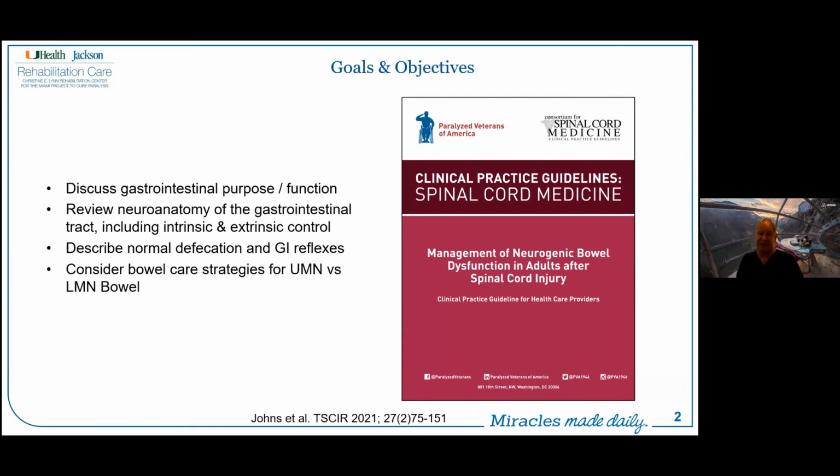We're going to talk through the gastrointestinal tract purpose and function. We will talk through especially the neuroanatomy of the GI tract, including both intrinsic and extrinsic control. We'll talk about normal defecation and GI reflexes because we can utilize those at least with upper motor neuron bowel. And then we're going to talk about bowel care strategies for upper motor neuron versus lower motor neuron bowels.